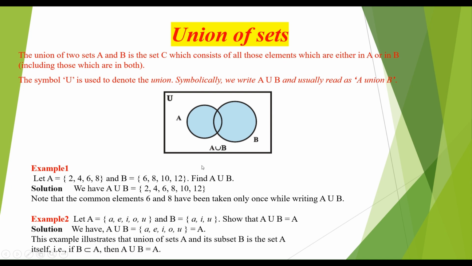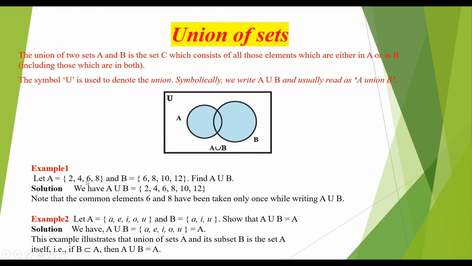Okay, let's understand this with an example. Let A equal 2, 4, 6, 8, and set B is 6, 8, 10, 12. Find A union B. How are we going to find A union B? All the elements of A should be present here and all the elements of B also should be there. 2, 4, 6, and here we write 8. Then in set B we have 10 and 12.